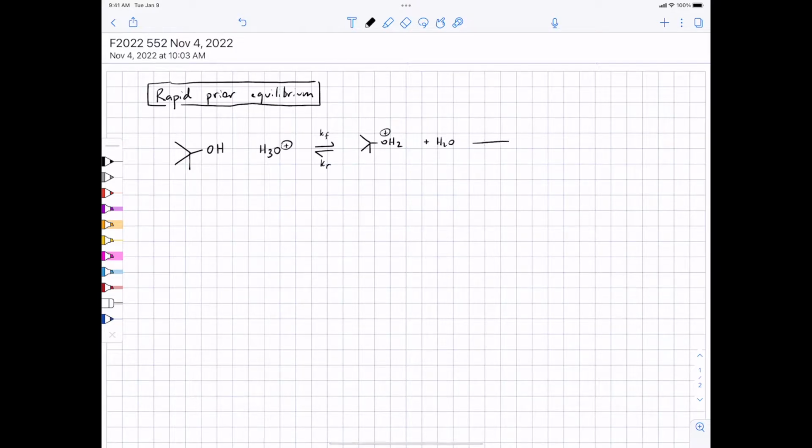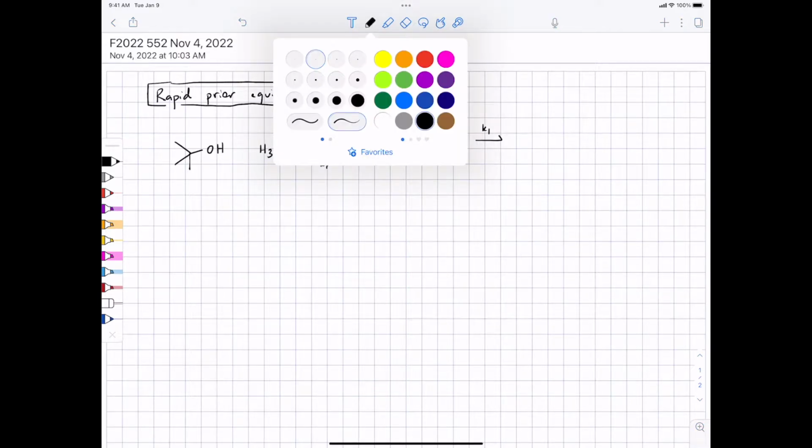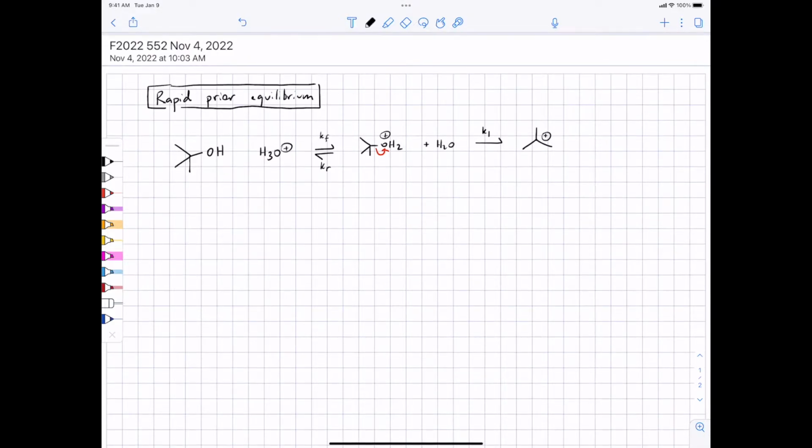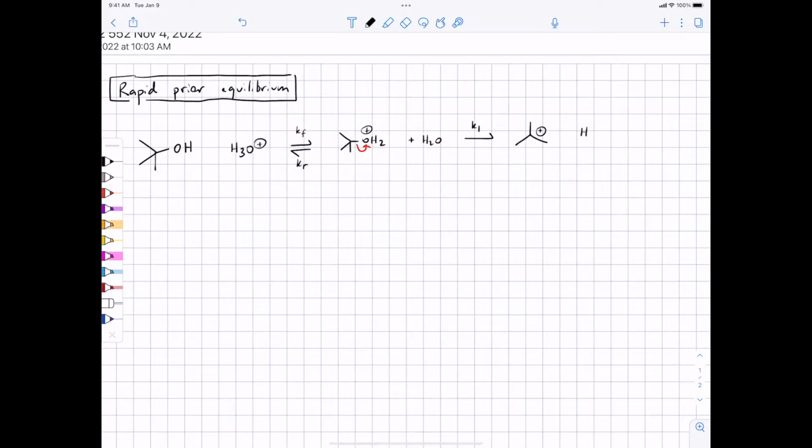And then we'll have some forward rate k1, whereby the water leaves to give us a carbocationic intermediate. And then water is the leaving group here. So now we have another water. And that's reverse.